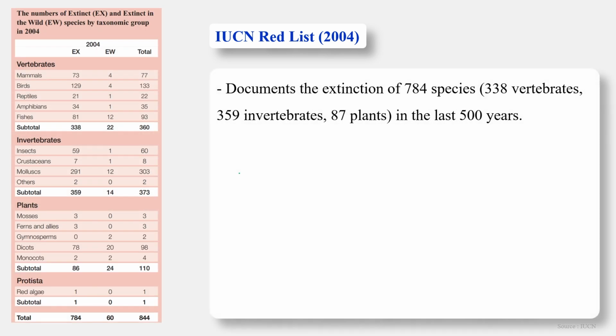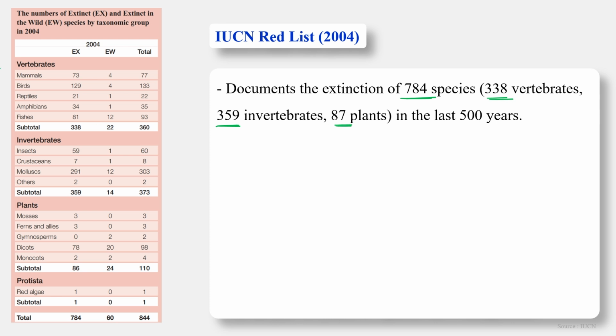Now let's discuss the IUCN Red List of 2004. It's very old data, but this data is present in your NCERT book, so we have to learn this. According to this document, the total number of extinct species is 784, and out of this 784, 338 are vertebrates, 359 invertebrates, and only 87 plants in the last 500 years.